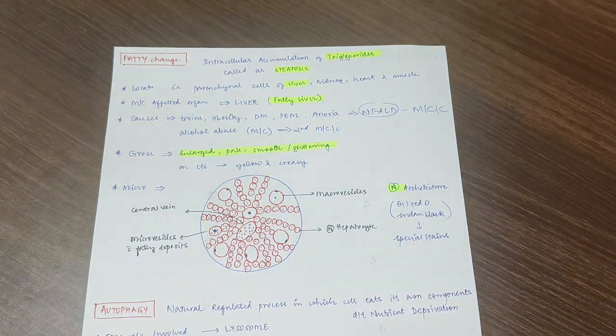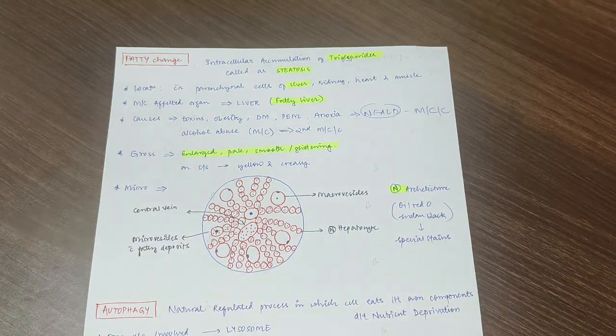So what are the stains used? What are the special stains used to stain fat? It is oil red O and Sudan black. For melanin it is Masson trichrome. For calcium it is Von Kossa. These are some special stains. For glycogen it is PAS. Okay, for glycogen it is PAS.